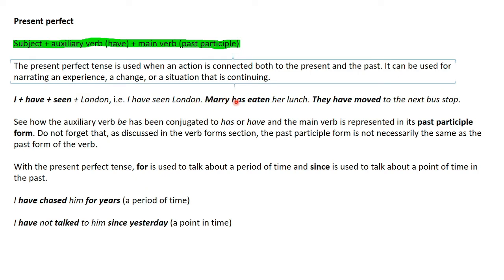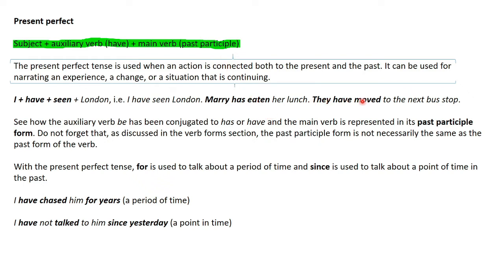Mary has eaten her lunch. Mary has. Has is the conjugated form of the auxiliary verb have for the third person singular noun, and eaten is the past participle form of the root verb eat. Eat, ate, eaten. Ate is the past form, eaten is the past participle form. We have used the past participle form.